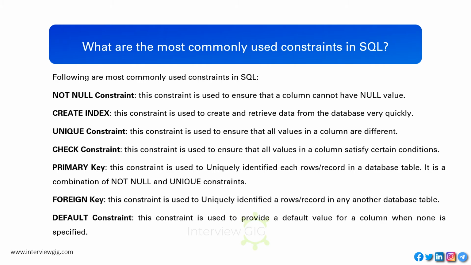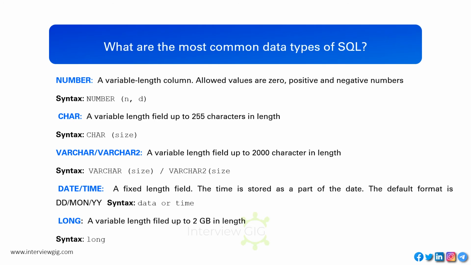Primary key. This constraint is used to uniquely identify each row's record in a database table. It is a combination of not null and unique constraints. Foreign key. This constraint is used to uniquely identify a row's record in another database table. Default constraint. This constraint is used to provide a default value for a column when none is specified.